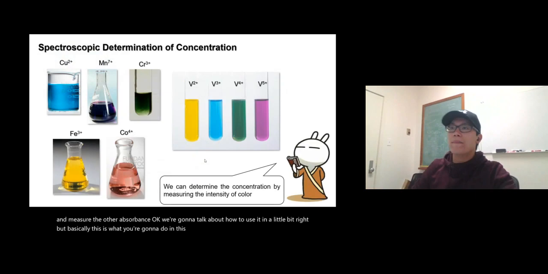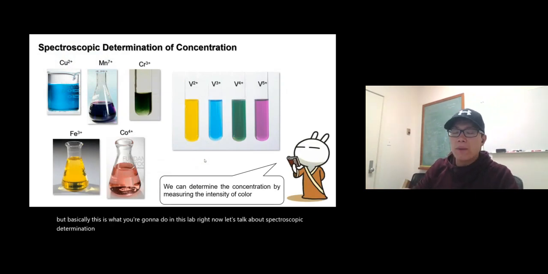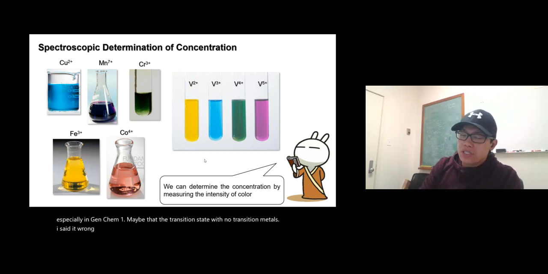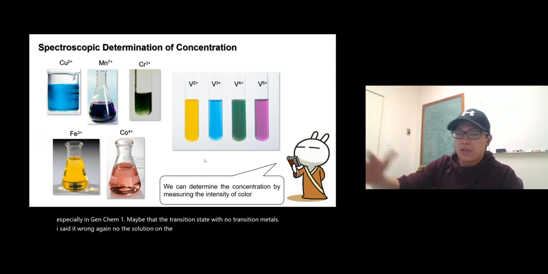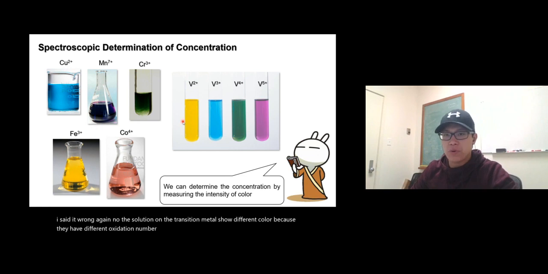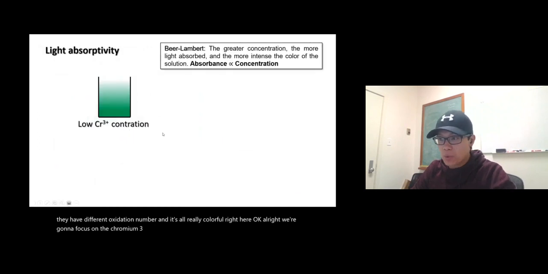Now let's talk about spectroscopic determination of concentration. You probably learned from lecture, especially in Gen Chem 1, that solutions of transition metals show different colors because they have different oxidation numbers, and it's all really colorful right here. We're going to focus on chromium 3. The chromium 3 solution is green, looks like that.